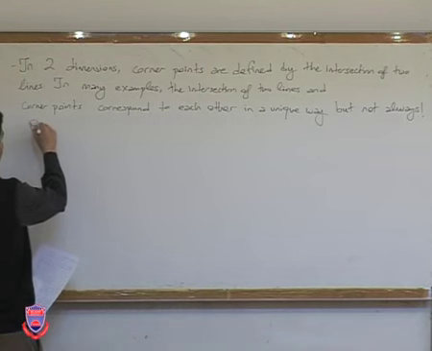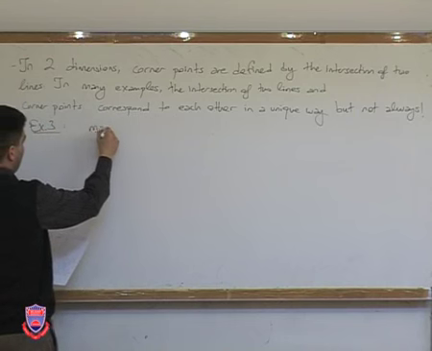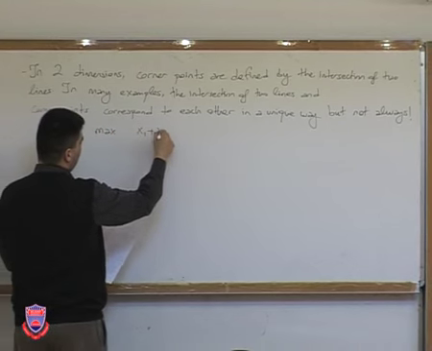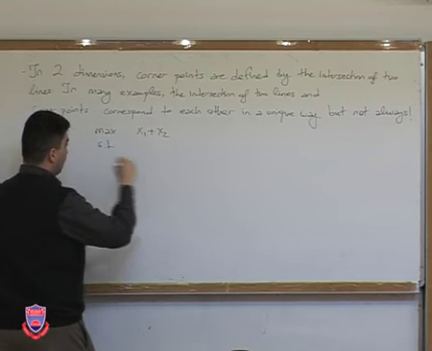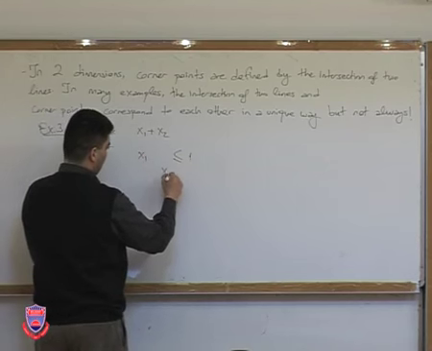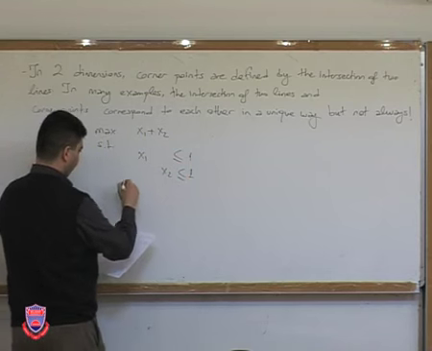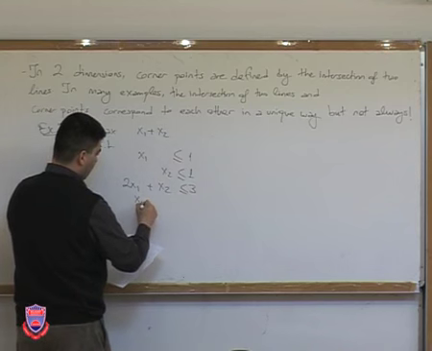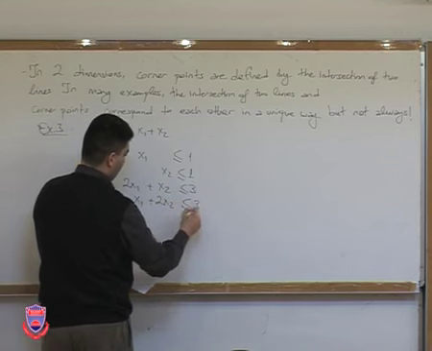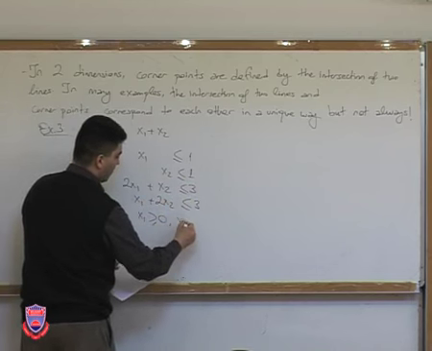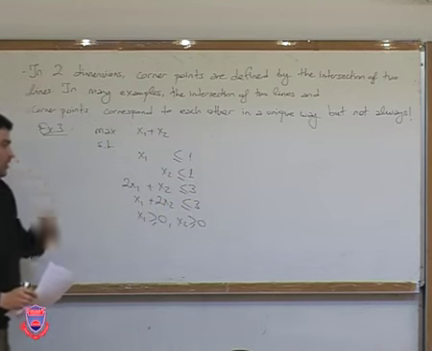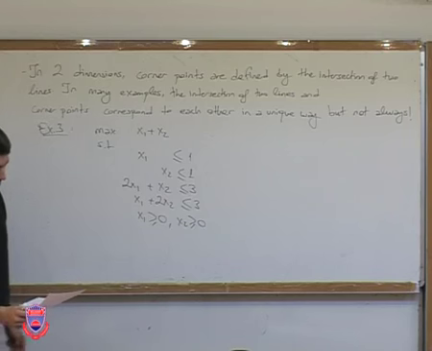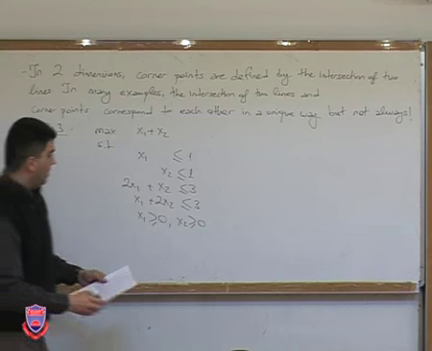And I'm going to give you an example. So let's consider the following example. Suppose that I'm trying to maximize x1 plus x2. My constraints are x1 is less than or equal to 1, x2 is less than or equal to 1, 2x1 plus x2 is less than or equal to 3, and x1 plus 2x2 is less than or equal to 3. Then I have non-negativity of x1 and x2. So I have a total of 6 constraints, and I have only 2 decision variables. Okay? And let's draw the feasible region.